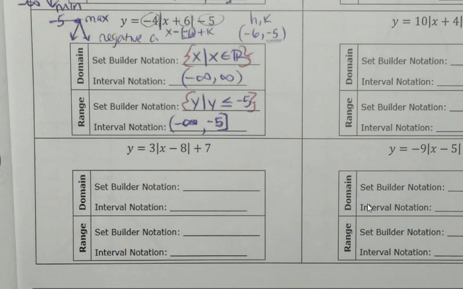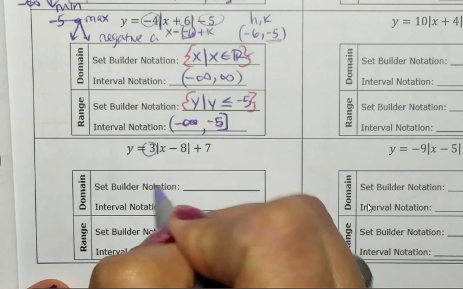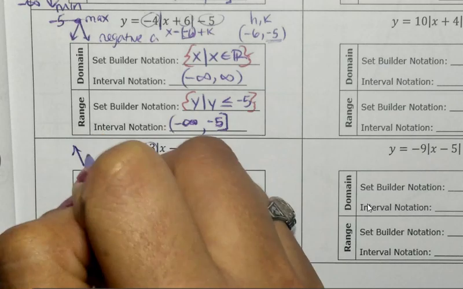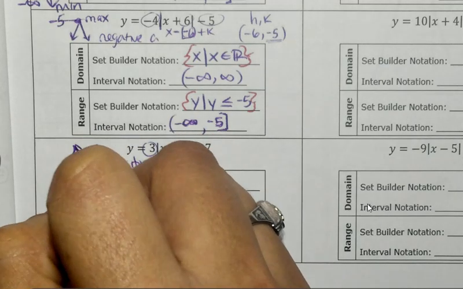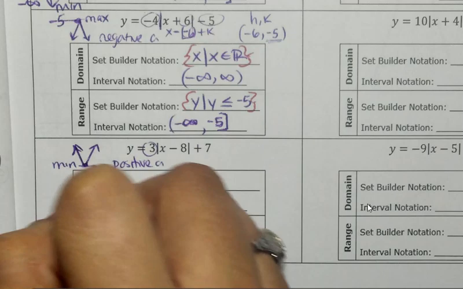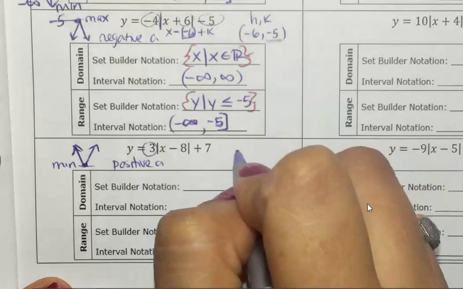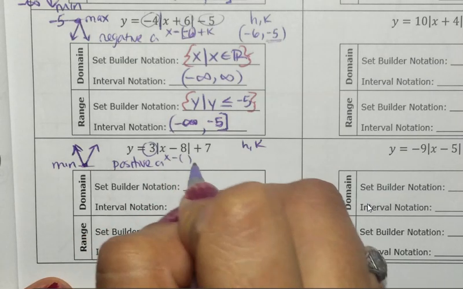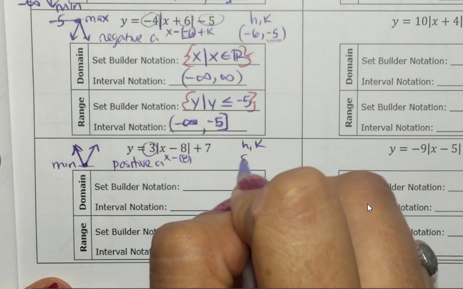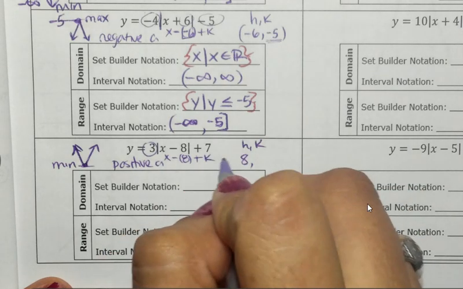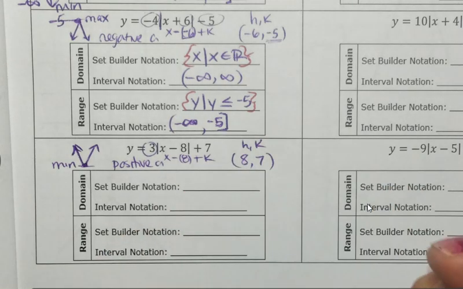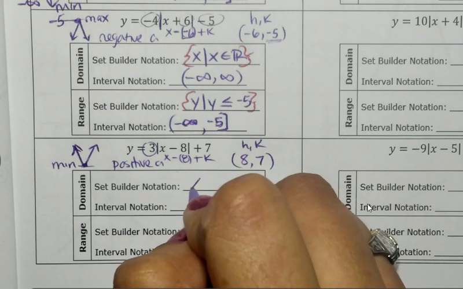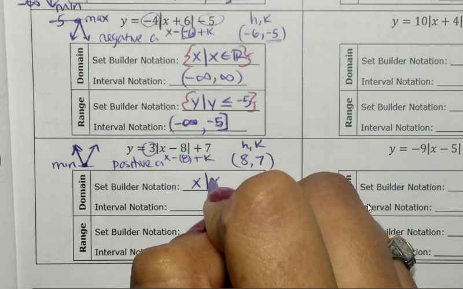Okay, let's do one more example together. The A value is positive, so that means it's going to open up. And the vertex is going to be a minimum value because it's the lowest point. So (h, k) is the vertex, x minus a number, and that number will be just 8. And then plus k, so that k value is 7. So that's your vertex.